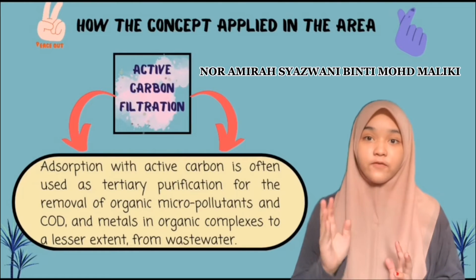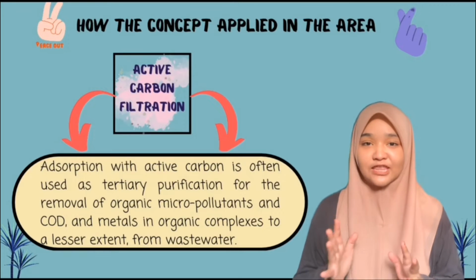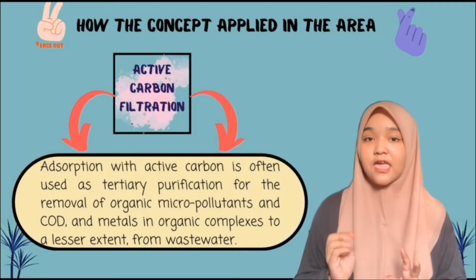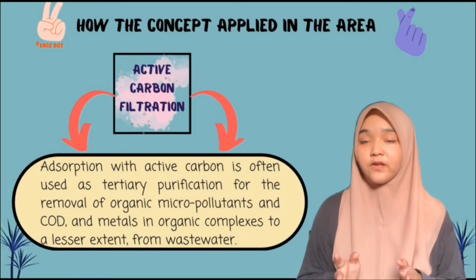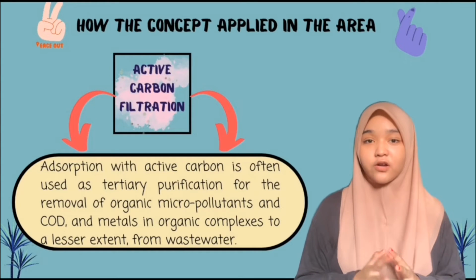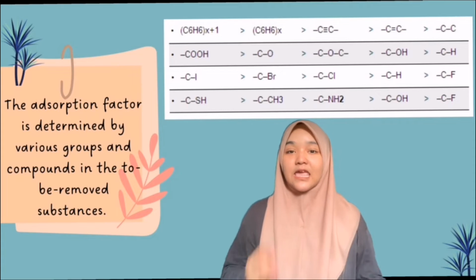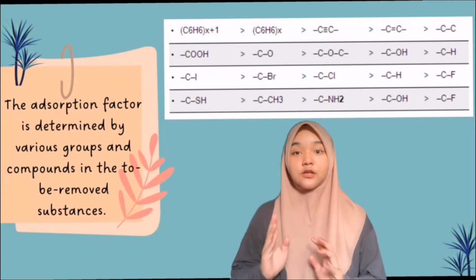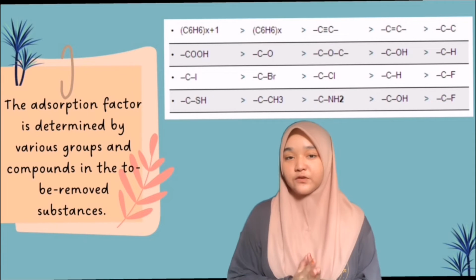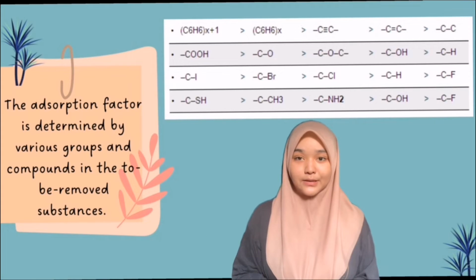How is the concept of adsorption applied in industrial wastewater treatment? First is using active carbon filtration. Adsorption with active carbon is often used as the tertiary purification for the removal of organic micropollutants and COD, and metals in organic complexes to a lesser extent, from wastewater. The adsorption factor is determined by various groups and compounds in the substances to be removed. Here are a few general rules in decreasing adsorption factor per series.